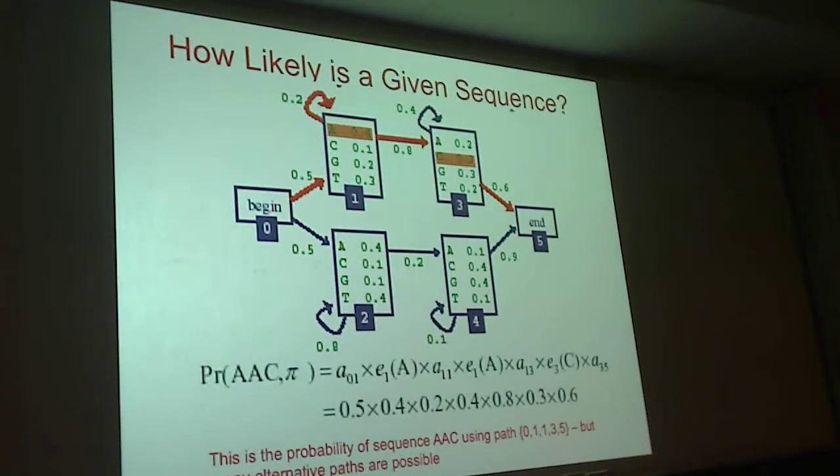Now, here we have one example of a path, and I showed you that one. And as we said, one single sequence can be emitted using a large number of possible pathways through the model. As written here.